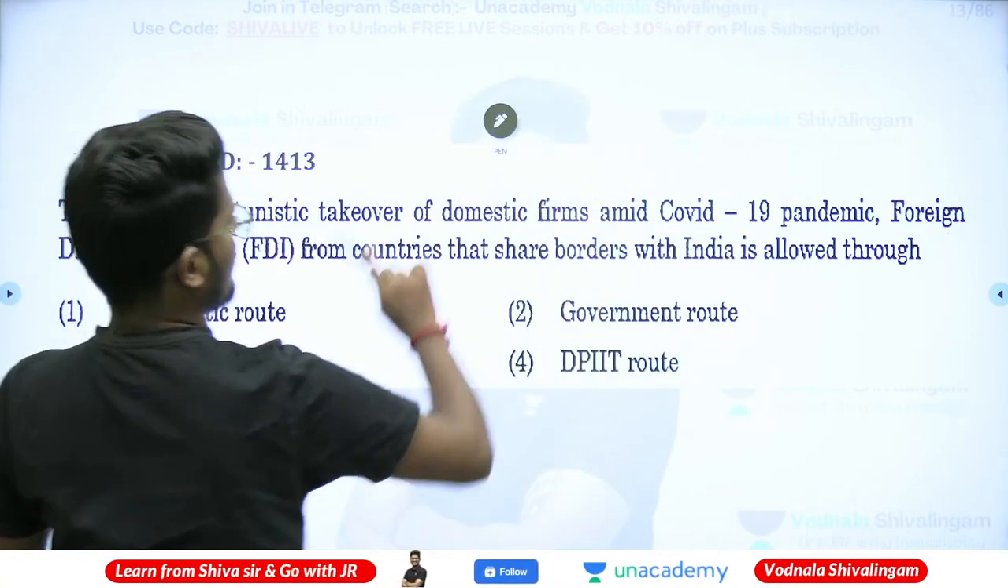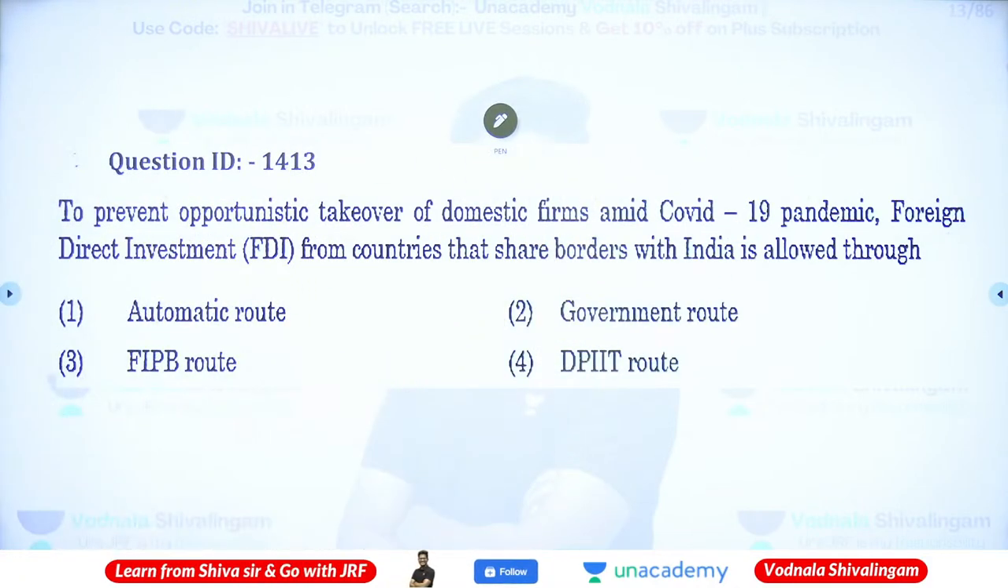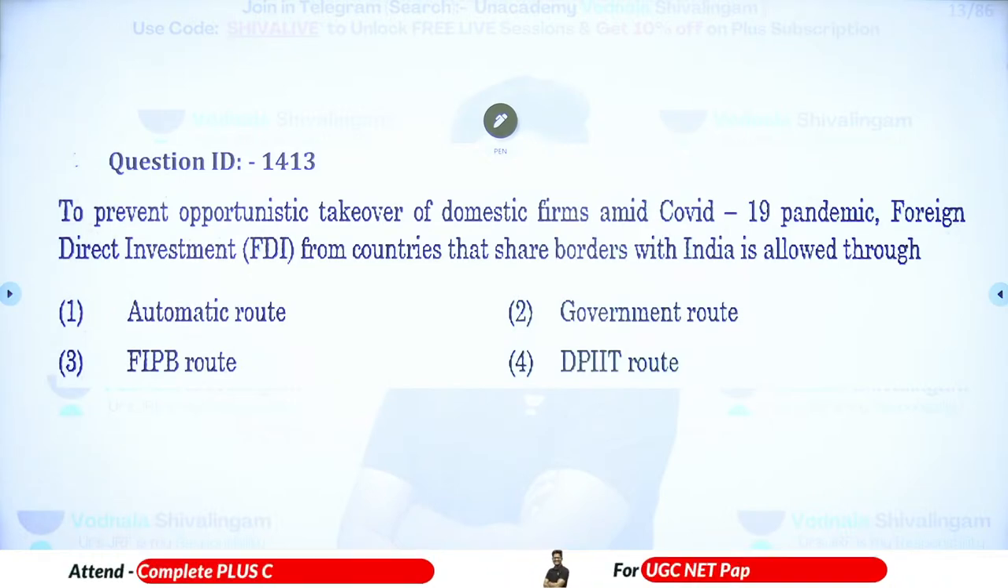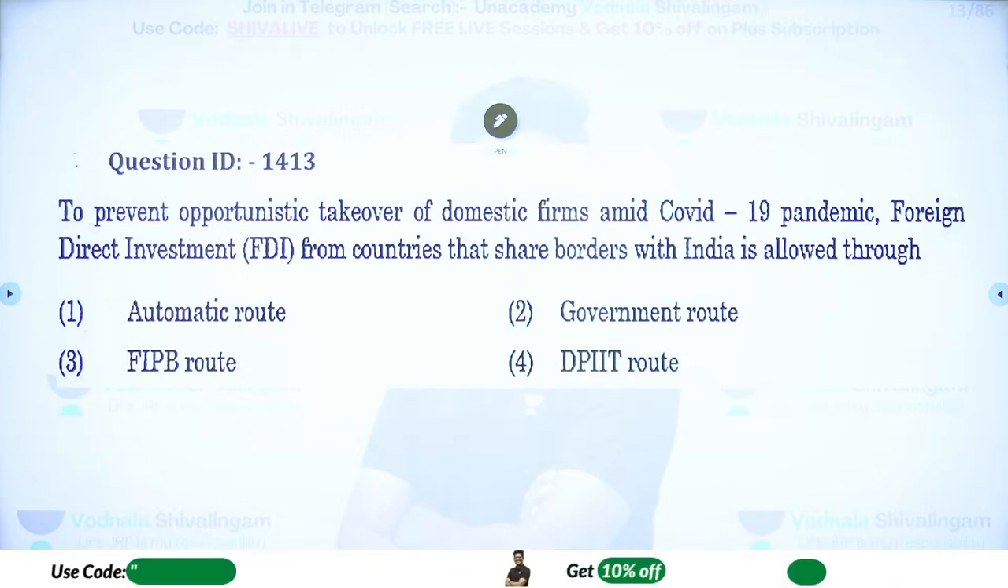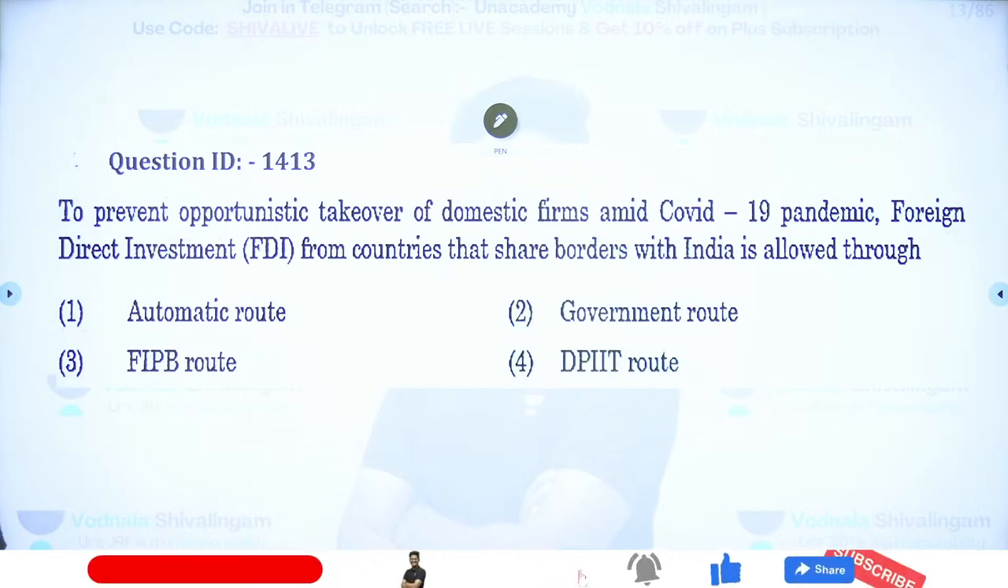Next, to prevent the opportunistic takeover of domestic firms during the COVID-19 pandemic, foreign direct investment from countries that share land borders with India is allowed through automatic, government, FIPB, DPIIT.